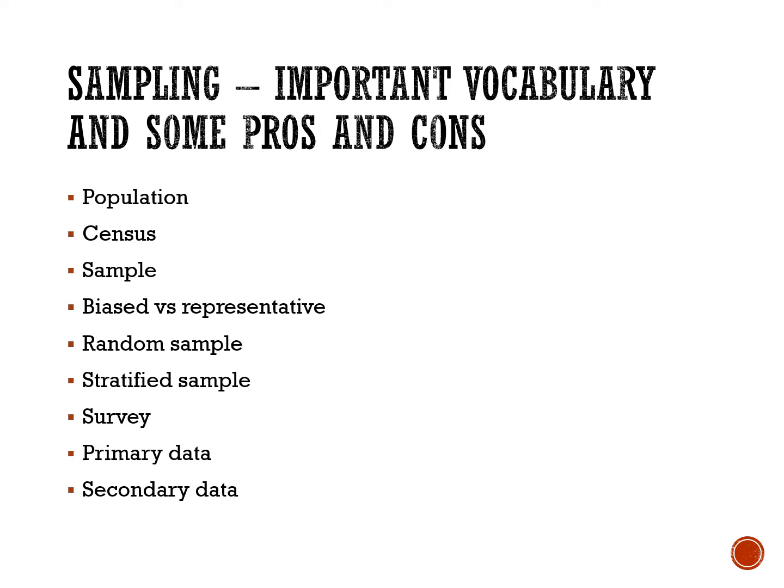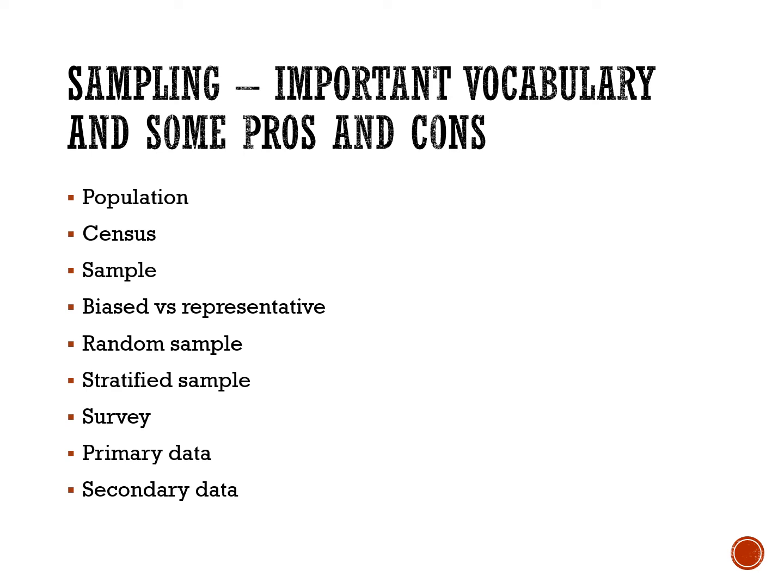Don't need to write these down, but these are some of the vocabulary or the words that you need to understand to do with sampling. By the time we've been through all of this, you will understand what all of these mean. So there's population, census, sample, biased versus representative. That's all to do with the sampling.